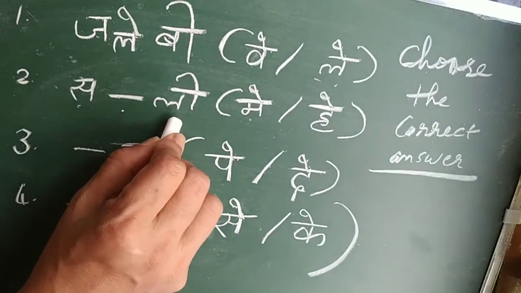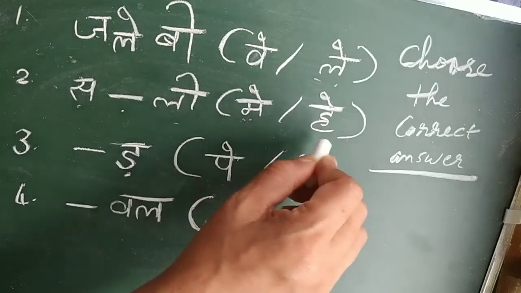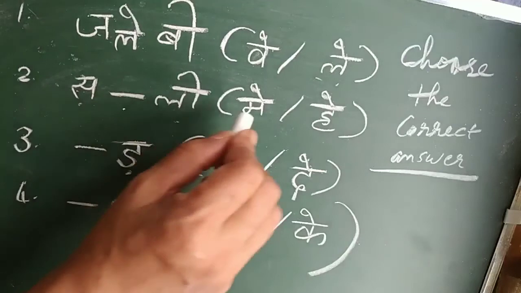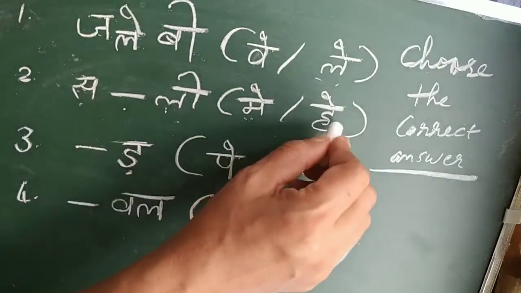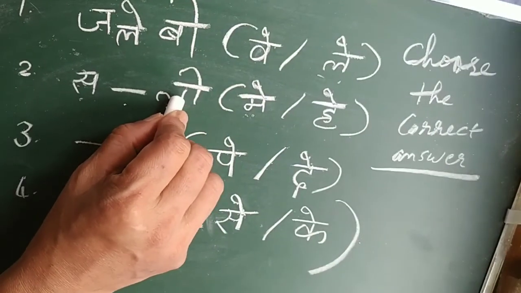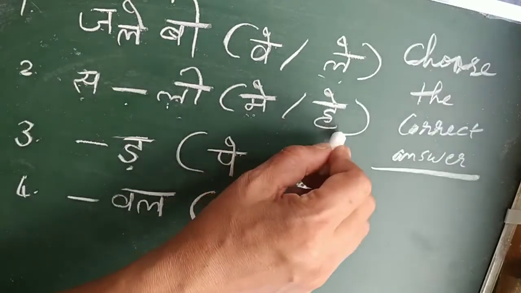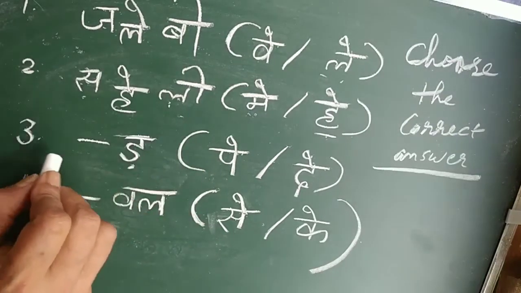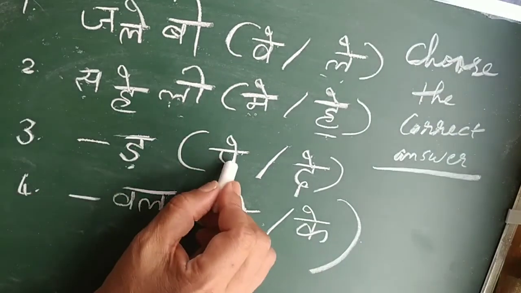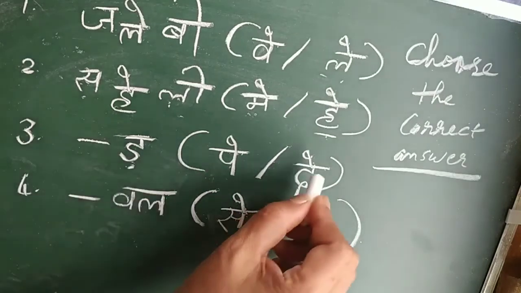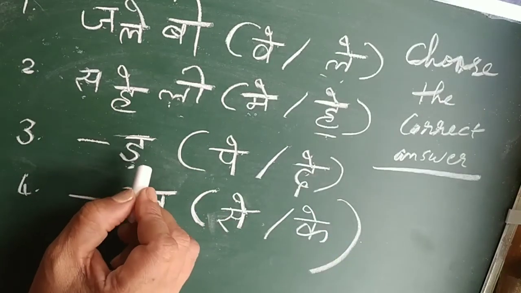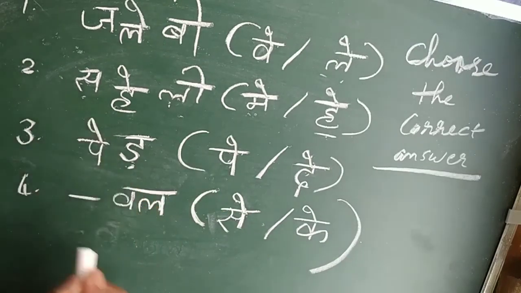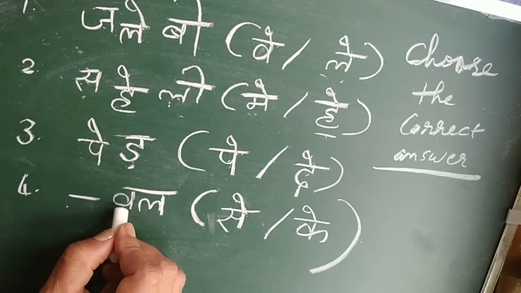Sa dash Li. Me, He. Choose the correct answer. Sameli or Saheli. What is the answer? Yes, Saheli. The third one, dash, da. Pay, paid. Which is the correct answer? Paid. Yes. Paid.